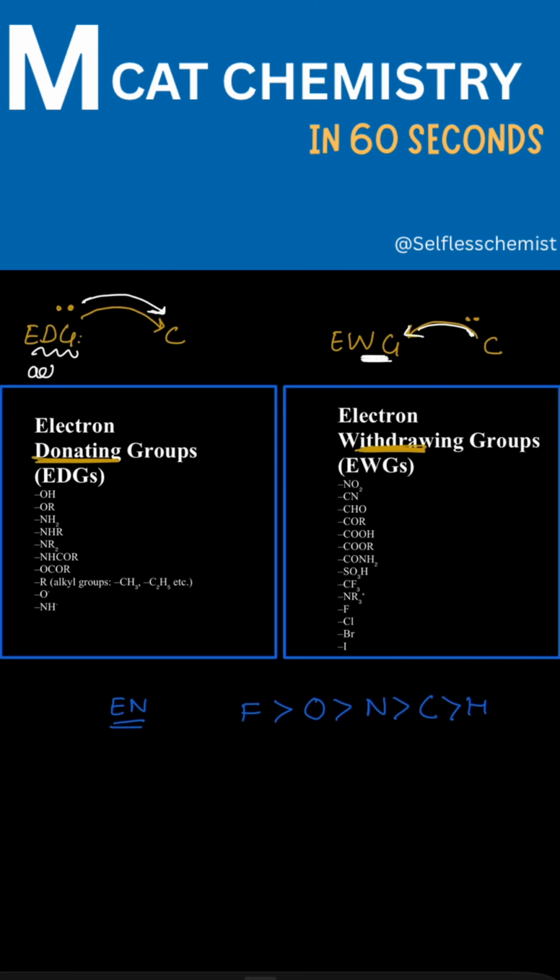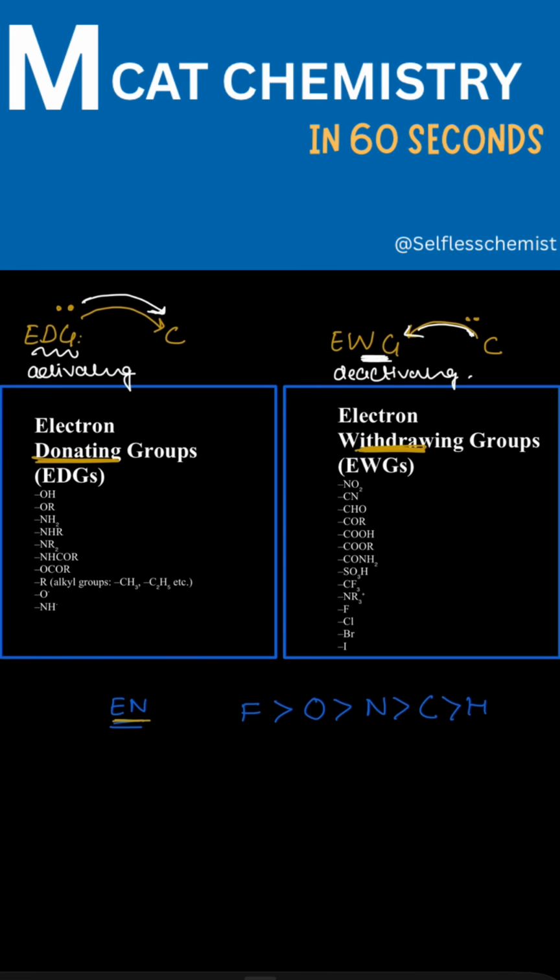Electron donating groups are also called the activating groups. Meanwhile, the electron withdrawing groups are also called the deactivating groups. Anyway, this is a huge list of groups, but how do we remember all of them? There is a super easy trick for them.